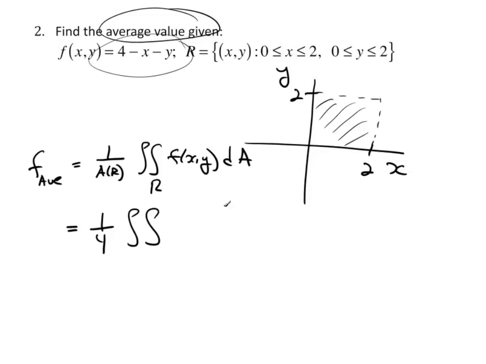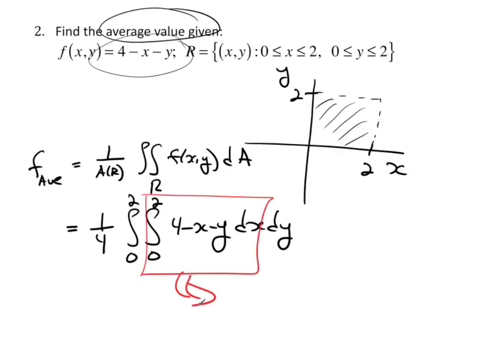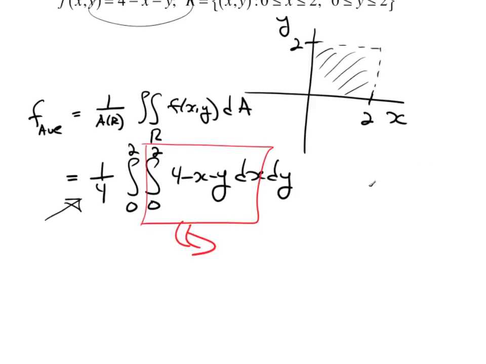Well, both x and y go from 0 to 2, of 4 minus x minus y, and it doesn't really matter which order I do this because the bounds are the same. So I happen to choose x. I'm going to take this piece and work on it as a separate integral for right now. So this is going to be the integral from 0 to 2 of 4 minus x minus y dx, which is going to be 4x minus x squared over 2 minus yx evaluated from 0 to 2.